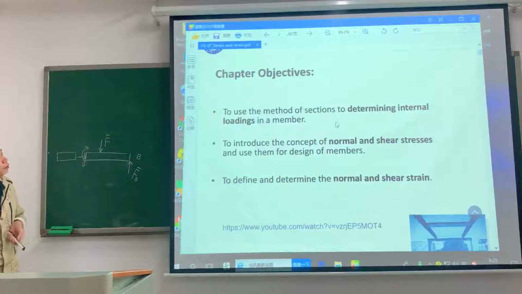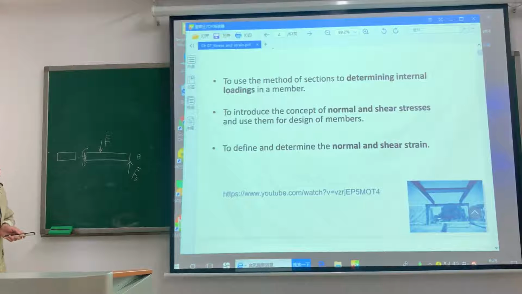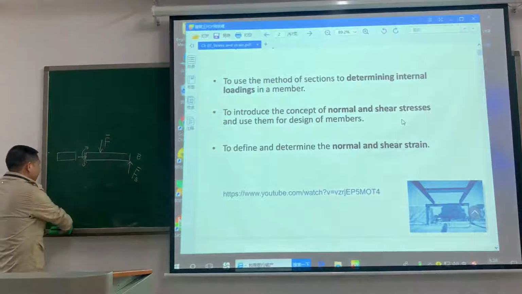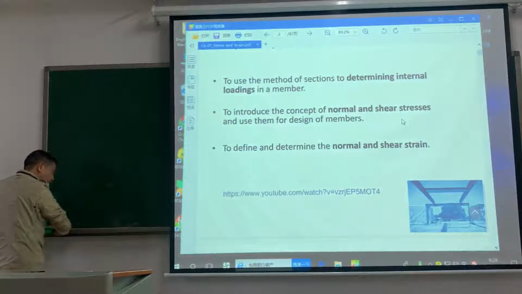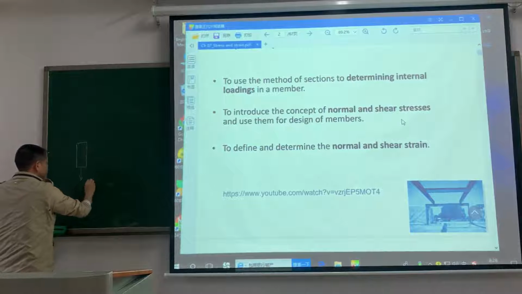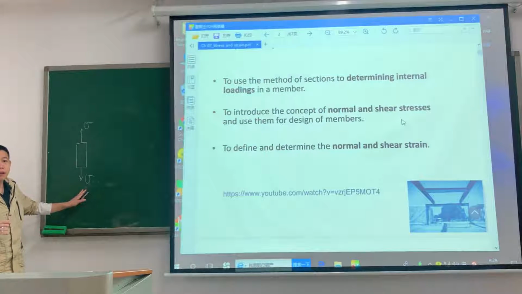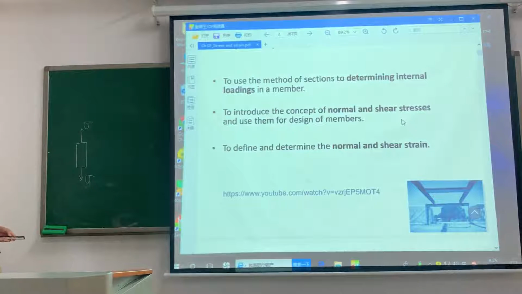How do we find the internal force, the internal loading? We use the method of sections. The method of sections is important. The other purpose is to introduce the concept of normal stress and shear stress. Normal stress is different from shear stress. We denote the normal stress by sigma.